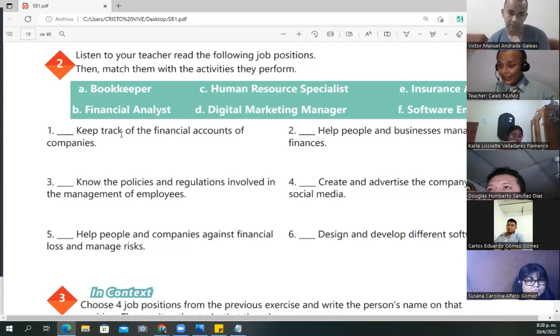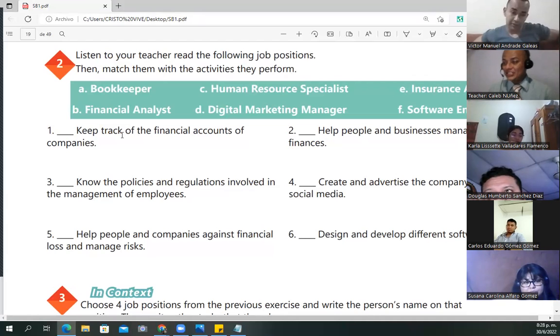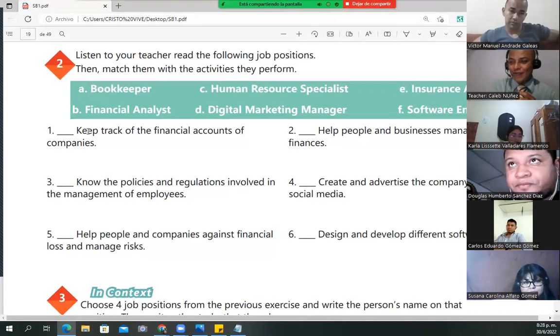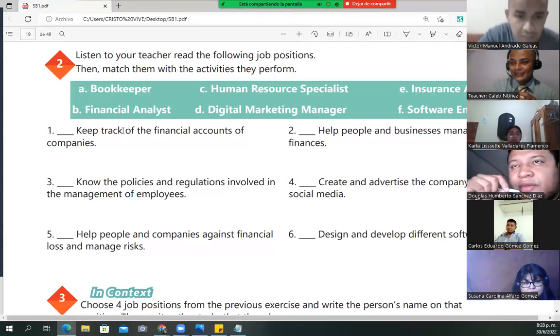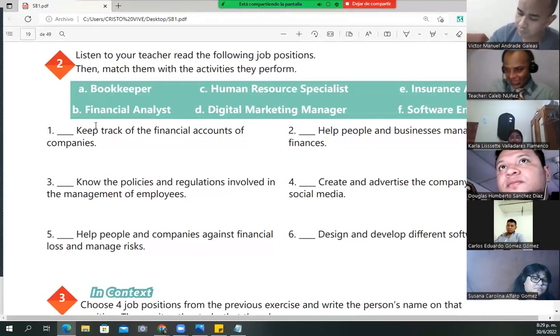Letter A. No. Bueno, usamos letter B on number one. We use letter B on number one. It's letter A. Yes. Bookkeeper. Help people and businesses manage their finances. Okay. Y el otro era keep track. ¿Qué dijimos que era keep track? Llevar registro. Keep track of the financial accounts of companies. So that's the financial analyst. Number three, let's go.